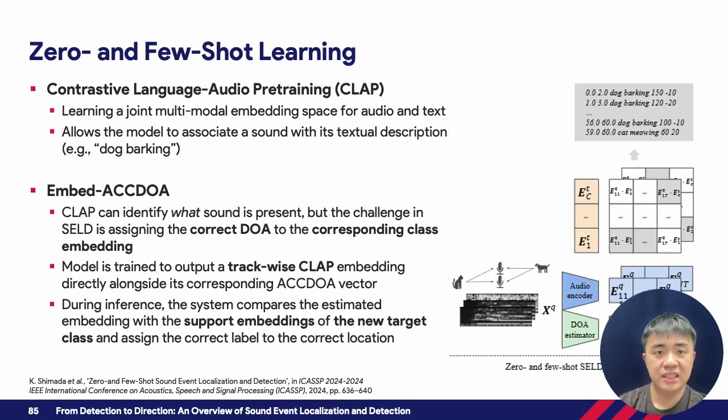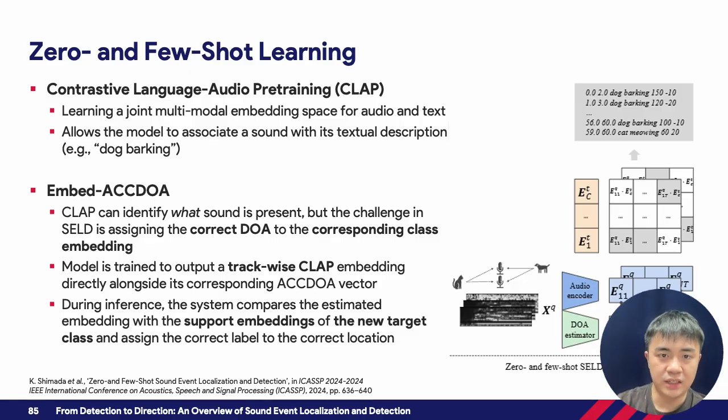Now, shifting gears, zero and few-shot learning aims to make SELD systems more flexible, allowing them to detect new, unseen classes without being fully retrained. So this is typically achieved by providing the model with either a text description of the new class in zero-shot, or a few audio examples in few-shot at inference time. Now, the enabling technology for this is a model like CLAP, which learns a joint embedding space where sounds and text descriptions have a shared meaning.